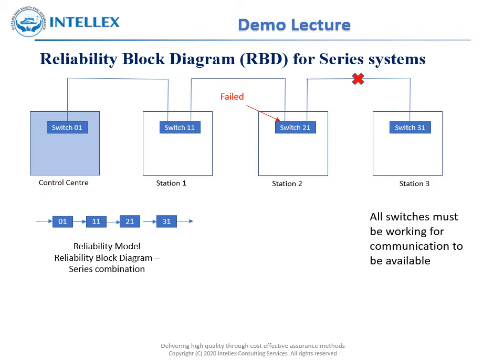Here each block represents the reliability of the corresponding switch for a given time t, or in other words, probability of survival of the switch for a given time t. As all the switches must be working for the communication to be available, all these blocks are put in series. This is called a series system.